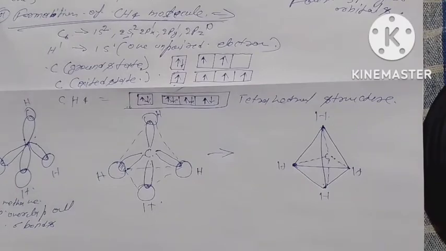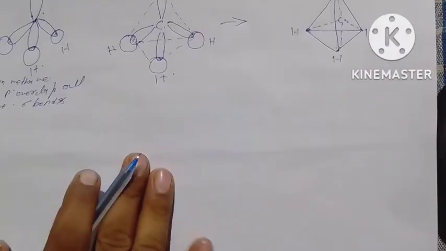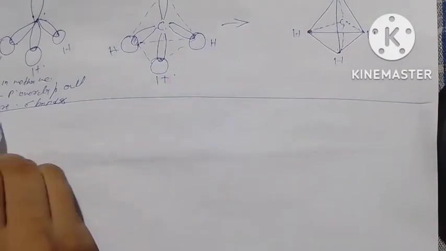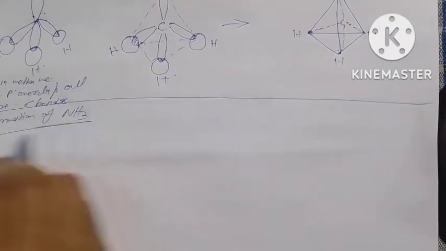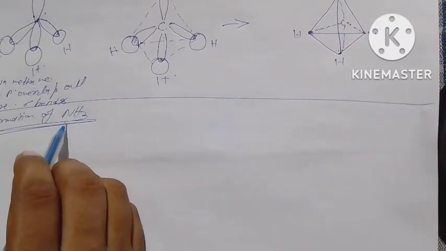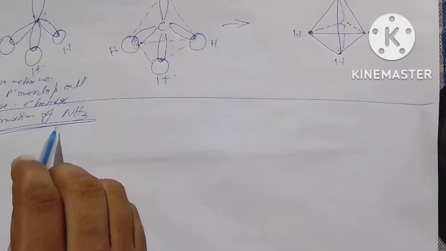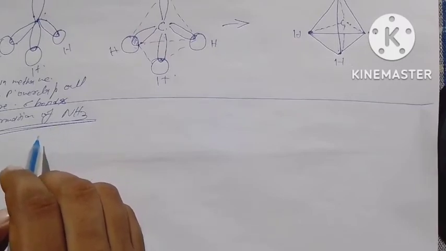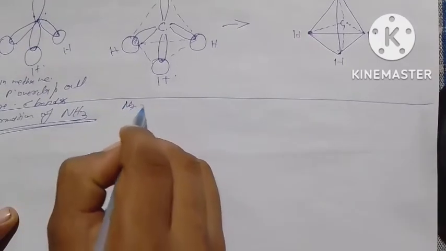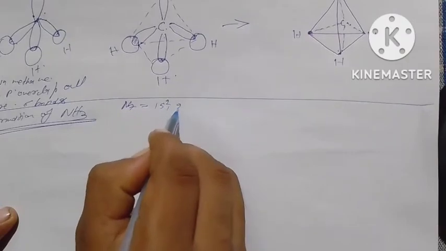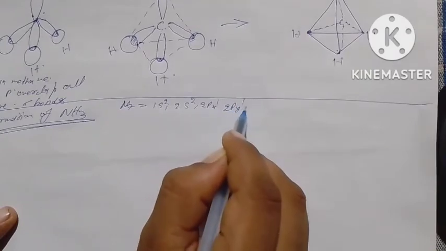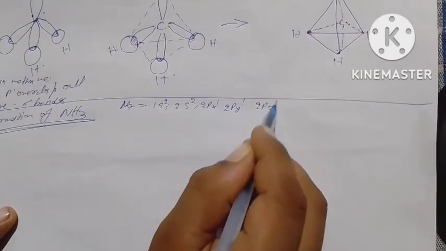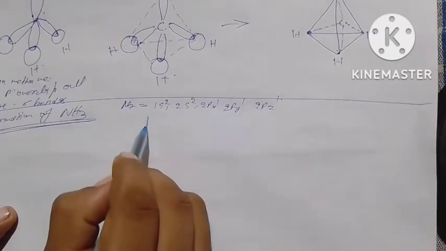Next is formation of ammonia, NH3. NH3 is formed by sp3 hybridization. The electronic configuration of nitrogen, N7, is 1s2, 2s2, 2px1, 2py1 and 2pz1.